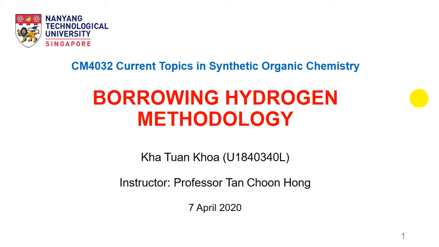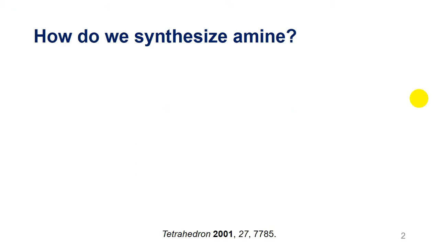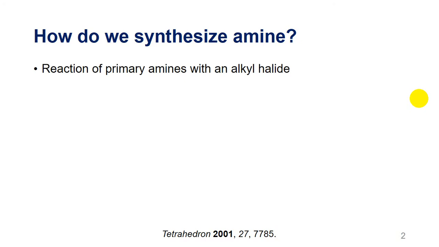But before we go so far, let's refresh your basic knowledge with organic chemistry year 2 by asking a simple question. How do we synthesize the amine? One of the strategies that we can think about is the reaction of primary amines with the alkyl halide. For example, let's talk about the reaction between ammonia and butyl iodide. We may expect that this amine will be the main product of this reaction.